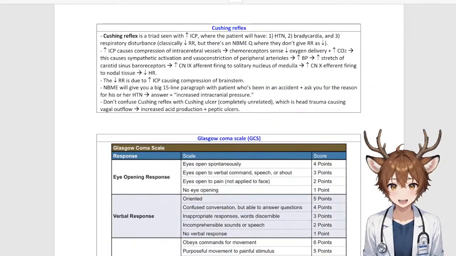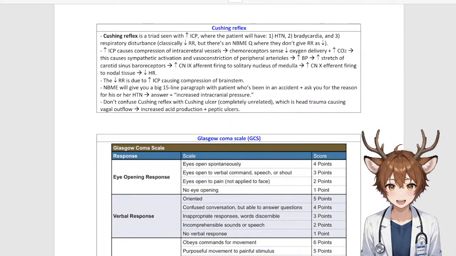So we're on Cushing reflex now. I want to see where we are in terms of time. We have 15 minutes. I might take a brief break.